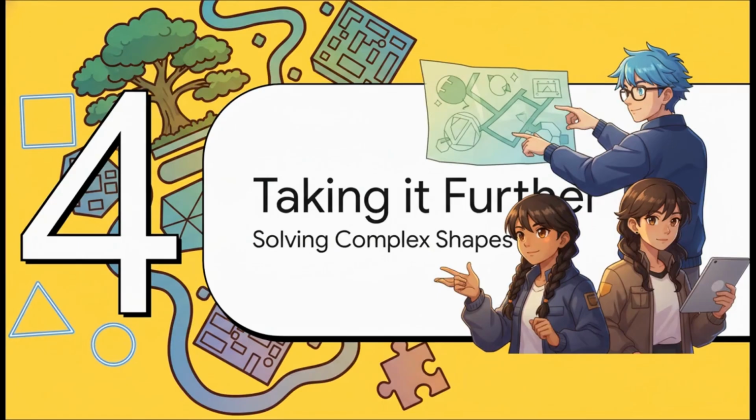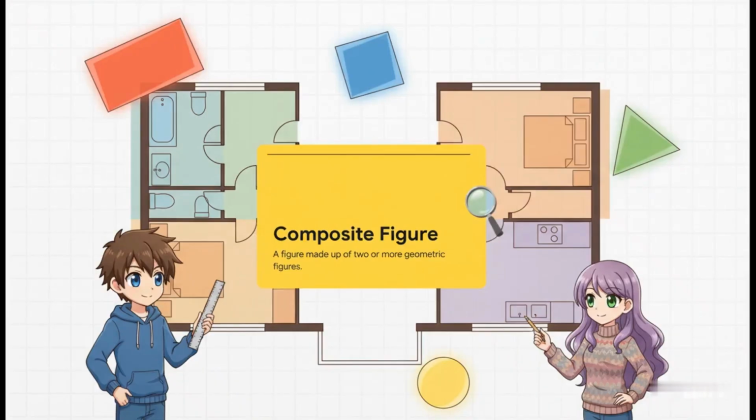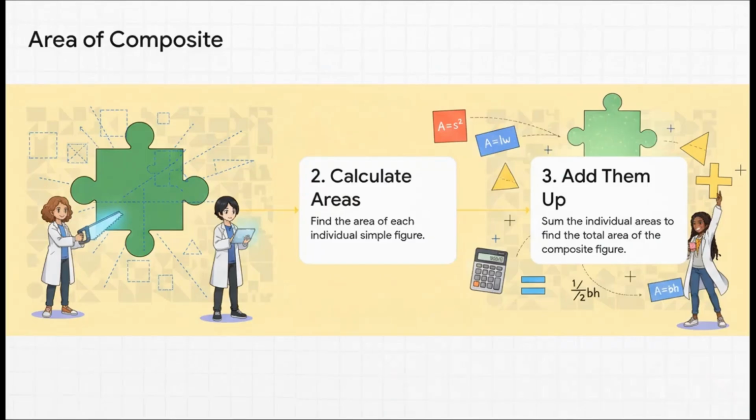Okay, so we've got the basics down for simple shapes like rectangles. But let's be real, the world isn't always made of perfect squares, is it? So what do you do with more complex, real-world shapes? Let's see how these same ideas apply. I mean, think about the floor plan of your average house. It's almost never a simple rectangle. It's usually what we call a composite figure. Basically a shape that's made by sticking two or more simple shapes together. So how in the world do you find the area of a complicated L-shaped room or something like that?